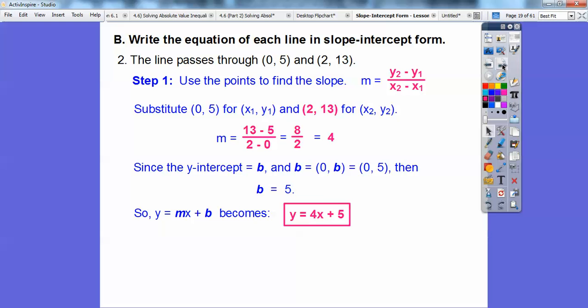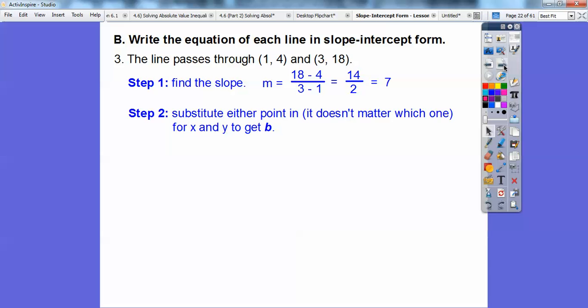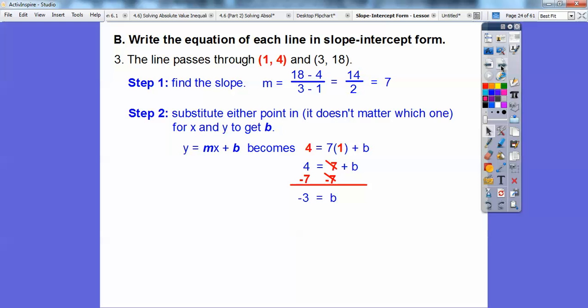Piece of cake. All right, how about if it passes through these 2 points? Neither of these is b, so we have to keep going. So let's do slope formula again. So slope formula is going to give us 7. And then we substitute either point. It doesn't matter which point we substitute in. I like dealing with smaller numbers, so I'm going to substitute (1, 4) in. I think that's what your book does too. All right, so then when we do all our math correctly, b becomes -3. So here's the 7 that goes in front of the x. So y equals mx plus b, which is y equals 7x minus 3.